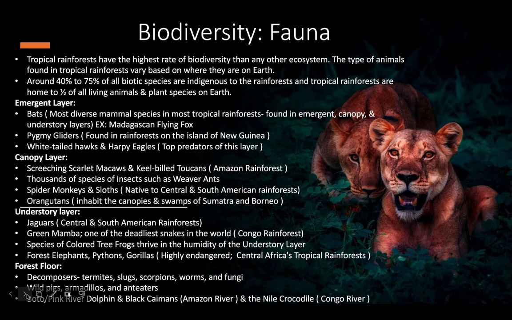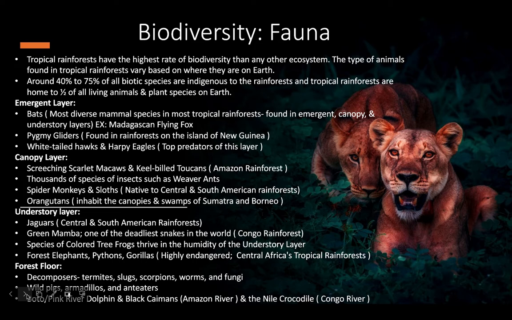Biodiversity. So, tropical rainforests have the highest rate of biodiversity than any other ecosystem. The type of animals found in tropical rainforests vary based on where they are. Around 40% to 75% of all biotic species are indigenous to rainforests.